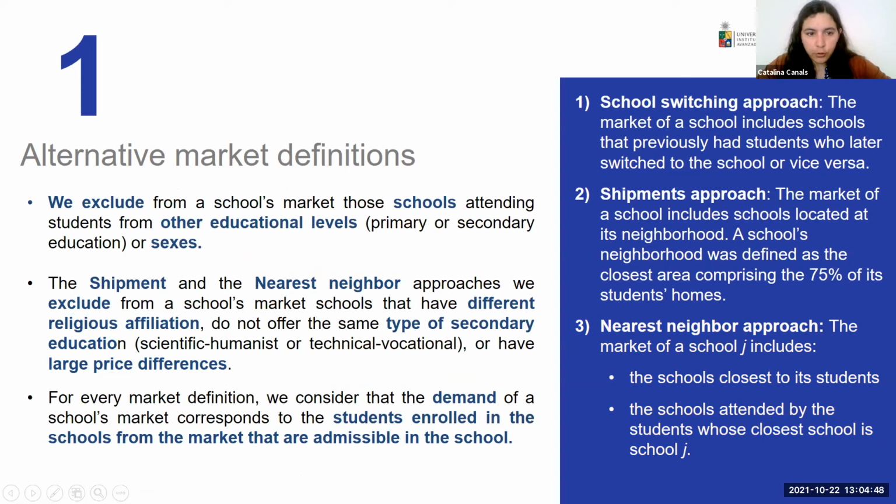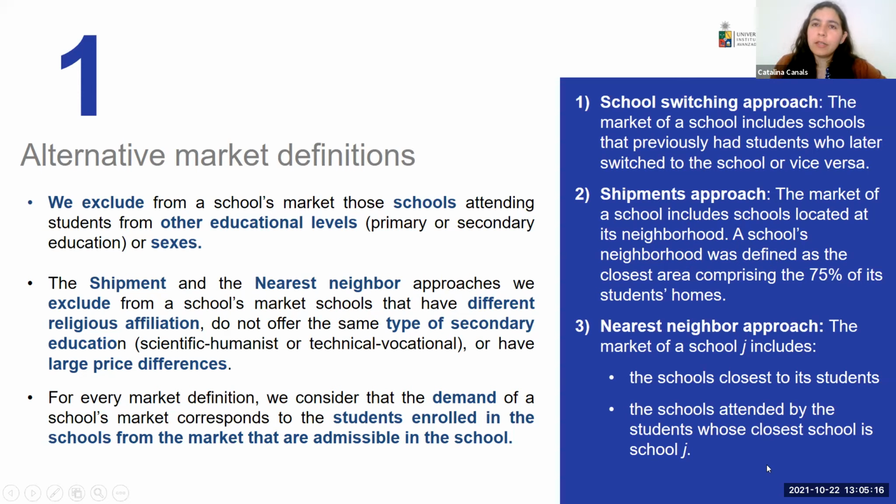For all the definitions, we exclude from a school market those schools that are attended by students from other educational levels, so they are not able to compete. And also if they attend only students from a different sex, for the same reason. In addition, it is worth noticing that the second and the third approach are strictly geographical. The definitions that I just gave you are strictly geographical.